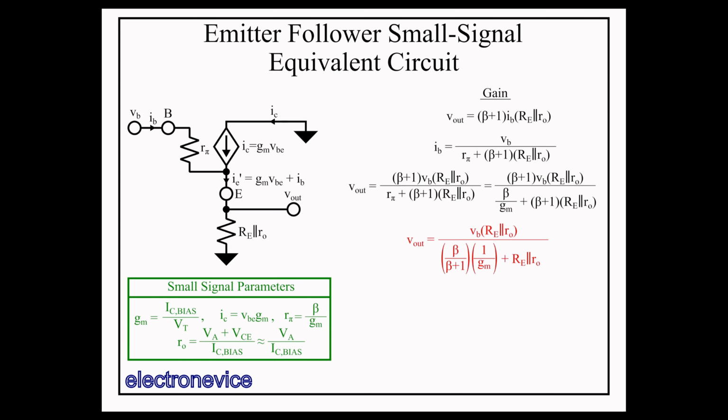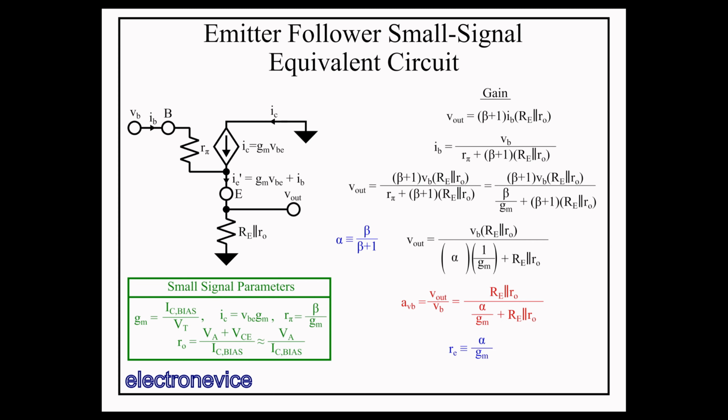Seeing this beta over beta plus 1 in the denominator, we recall that this is the definition of the transistor parameter, alpha. And so this allows us to clean up the expression a bit more. So just taking the final step to divide both sides by VB, this is our gain of the circuit when the input is taken to be VB. So this looks like a kind of divider circuit between RE parallel RO and alpha over GM. Indeed, since GM is a conductance parameter and alpha is unitless, alpha over GM is a resistance parameter called RE. We'll talk more about RE in part 2.